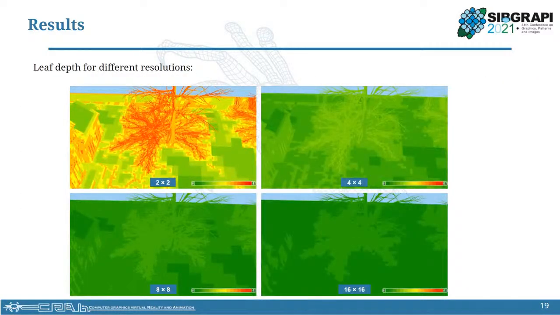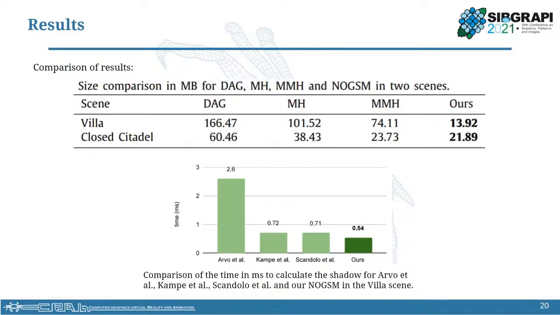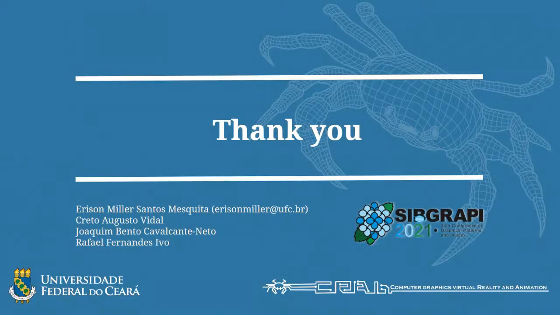These figures show the impact in leaf depth when using different grid resolutions. And here we can see the comparison of four results with shadow map compression techniques. Our method runs faster and uses less memory. This concludes the presentation. Thank you for watching.